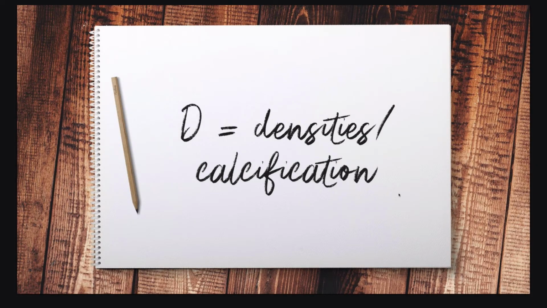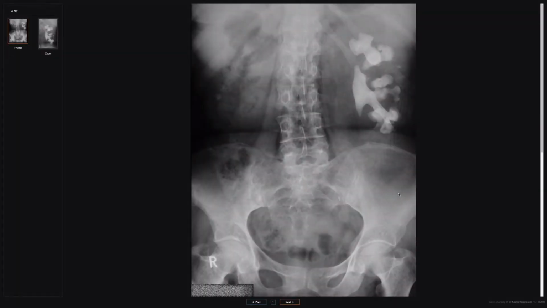Alright, so we'll move on to the next bit, D. So A and B were really the big bits with regards to bowel and bowel wall gas and bowel obstruction. Now D is for densities and other areas of calcification. So there's a number of different calcified structures that you can see on an abdominal radiograph.